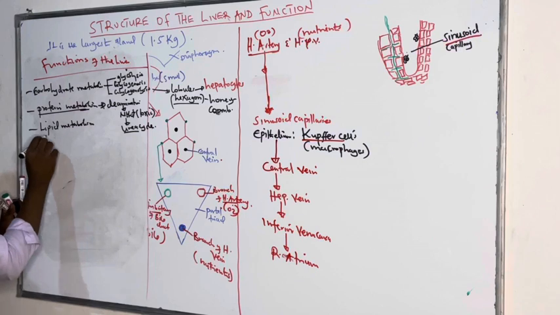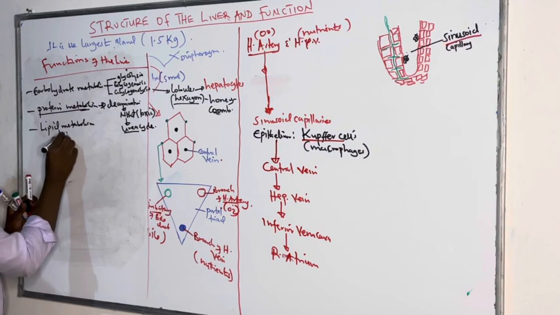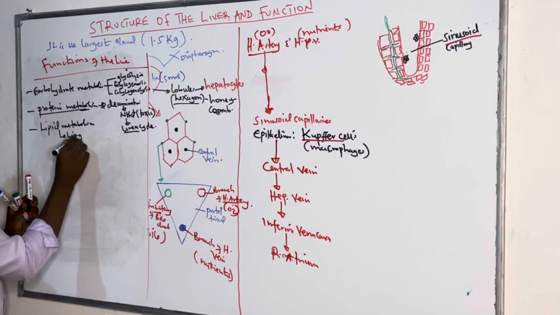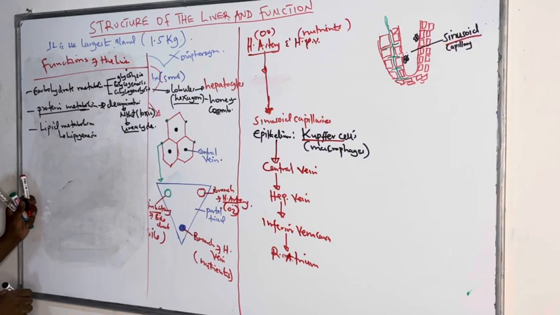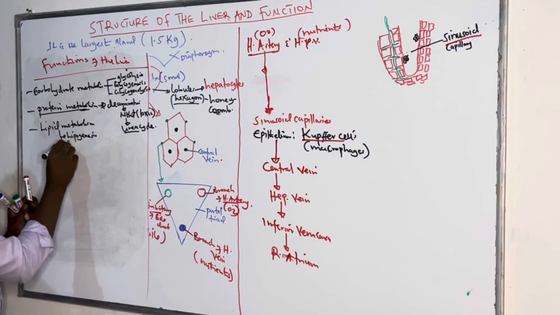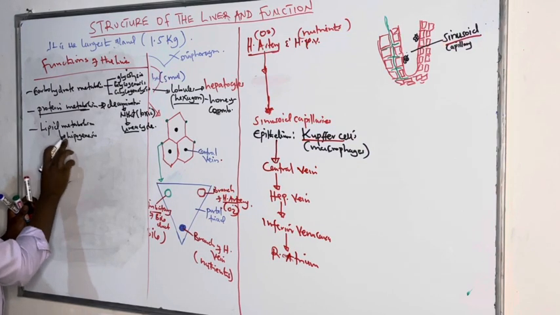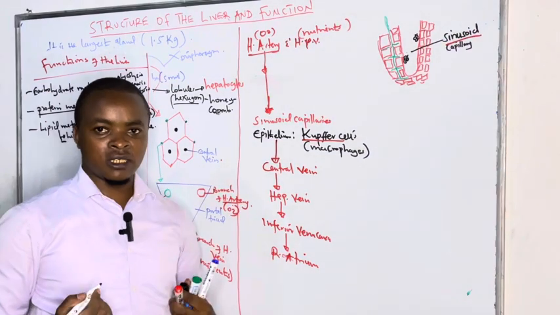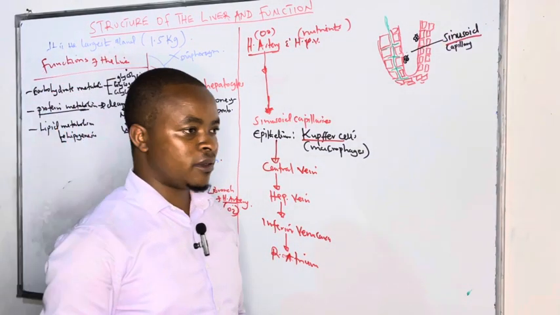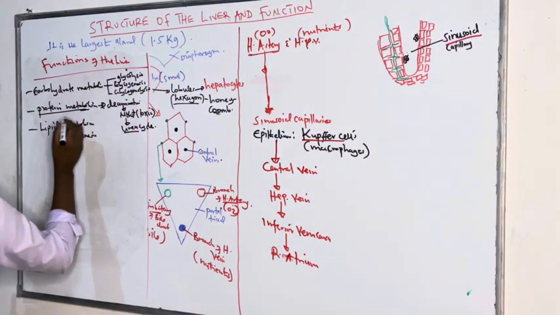Then we see also lipid metabolism, whereby we see lipogenesis. In case the body needs triglycerides, they are synthesized in the liver. We see lipolysis, lipogenesis. Then we see also cholesterol being synthesized from the liver. That is the role of the liver.